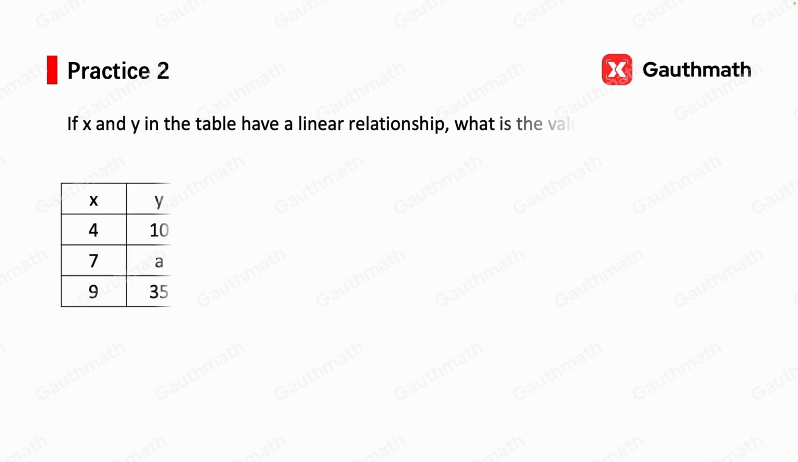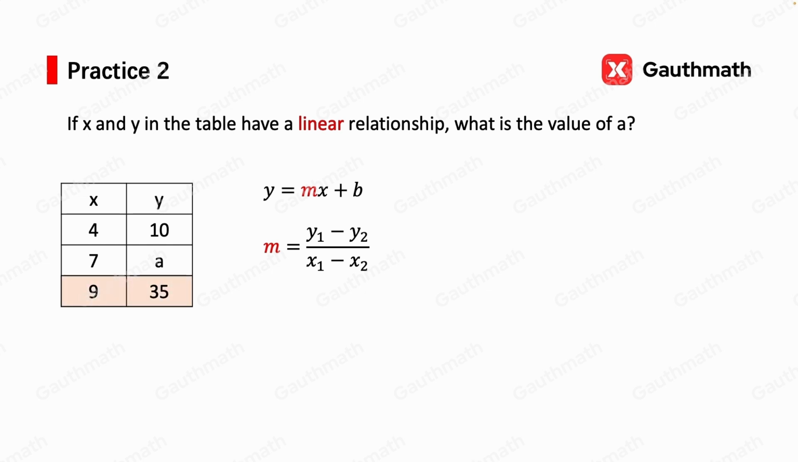For example, in this exercise, x and y in the table have a linear relationship. What is the value of A? Well, since we have a linear relationship, then y must be equal to mx plus b, where m is the slope and b is the intercept. Using the slope formula, we have 9 and 35 as our first point, and 4 and 10 as our second point. So we can find the slope to be 5.